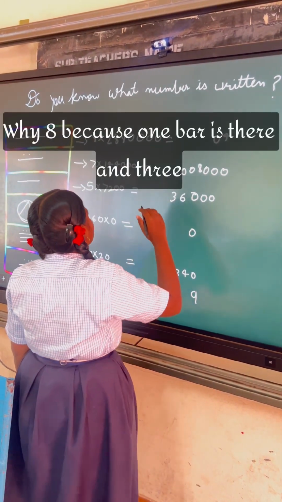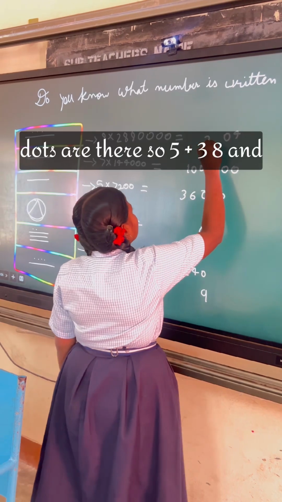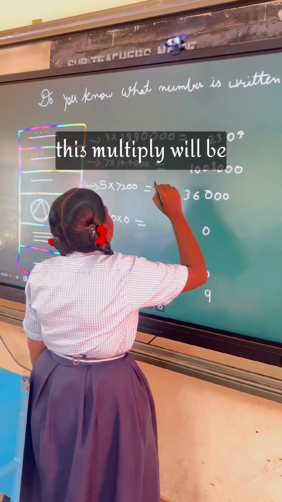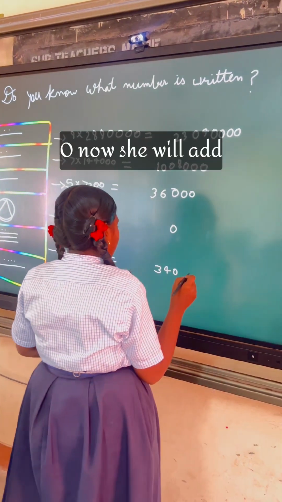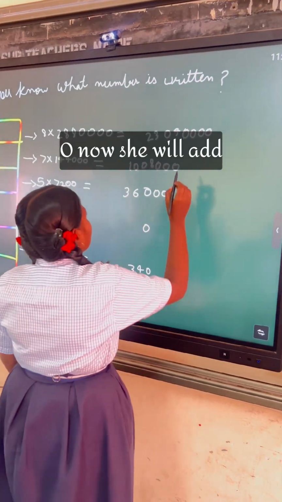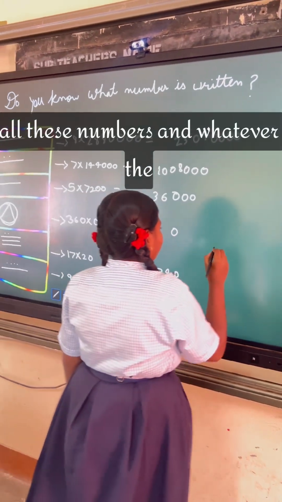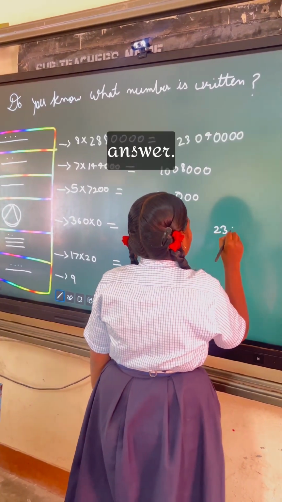Why 8? Because one bar is there and three dots are there. So 5 plus 3, 8. And this multiplication will be 2304 and 4 times 0. Now she will add all these numbers, and whatever the answer comes, that is the correct answer.